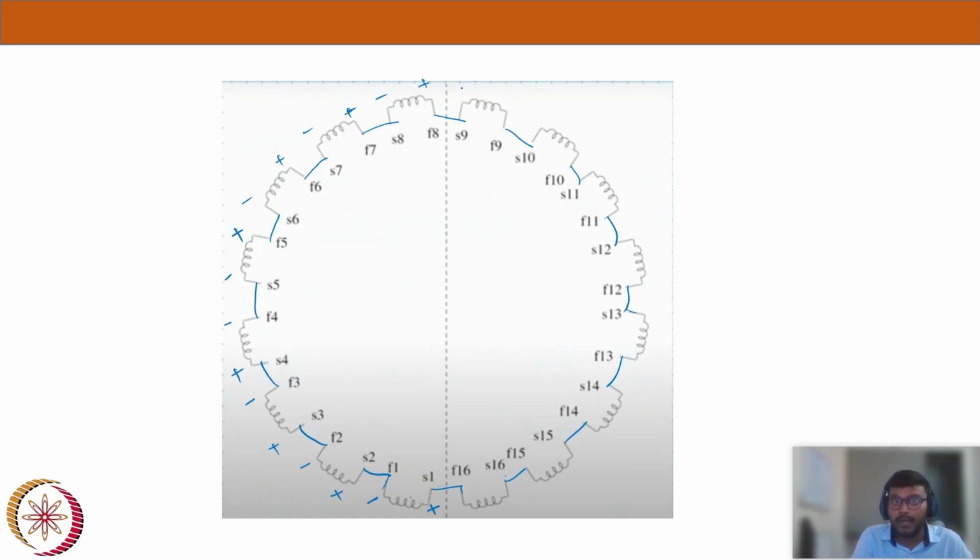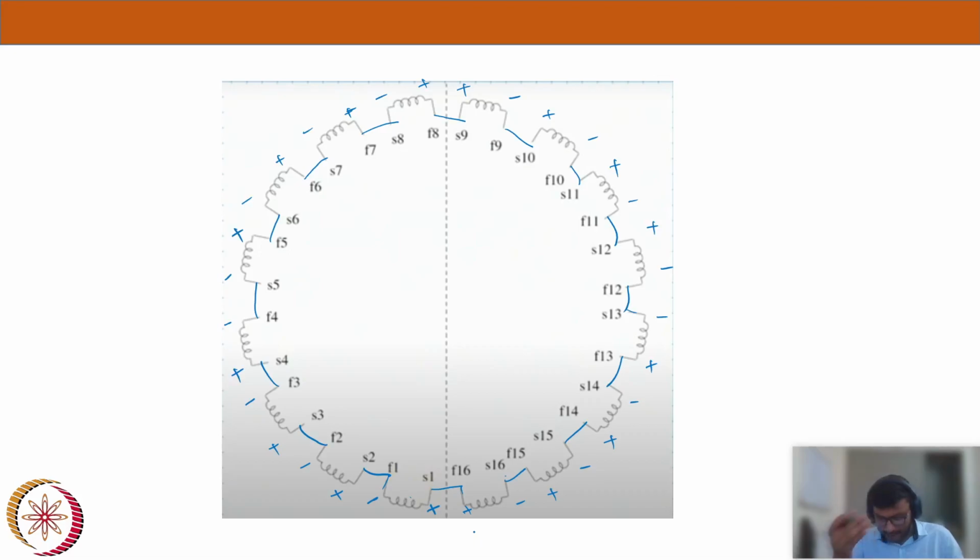Yeah, from ninth coil it will be again under north pole. North pole convention is plus minus, plus minus. And the next four coils, the last four coils will be under south pole. Minus plus minus plus minus plus minus plus.